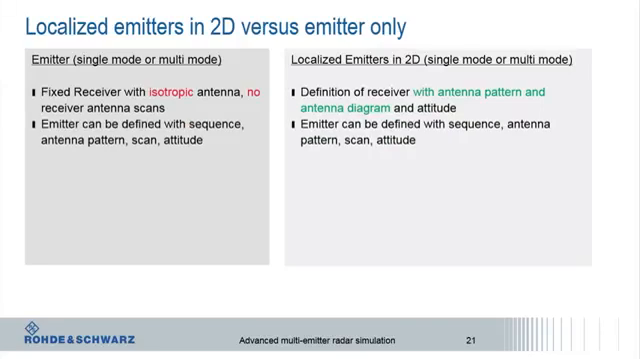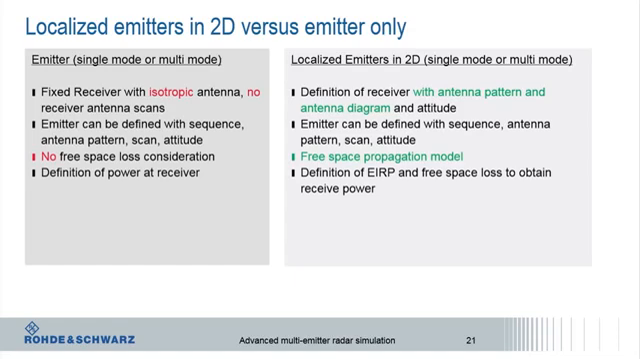The emitter can be defined with a sequence, an antenna pattern, antenna scan type. Same is true for the 2D simulation. For the emitter-only simulation, we do not account for free space loss. You directly define the receiving power at the device under test. Whereas on the 2D map, we can consider a free space propagation model.